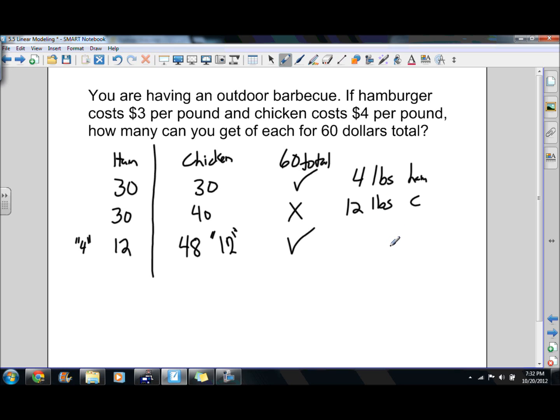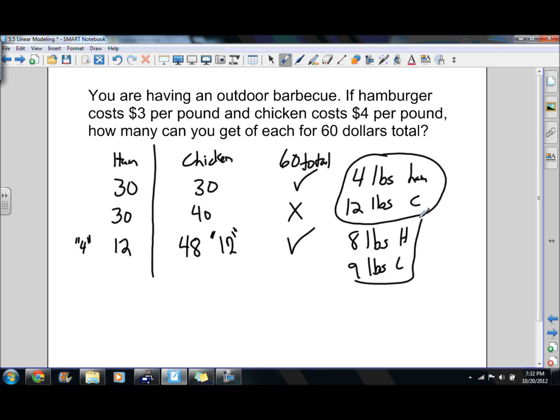Now I want you to try to see if you can find your own answers to this. And then I'm going to show you a nice little shortcut. Okay, some of the other possibilities here could be 8 pounds. Well, circle this here. You could do 8 pounds of hamburger, and that would give you $24. And so then you could do $36, so 9 pounds of chicken. Okay, so there's lots of other examples that you could do. You could do 12 pounds of hamburger and then 6 pounds of chicken. Okay, tons of different answers.